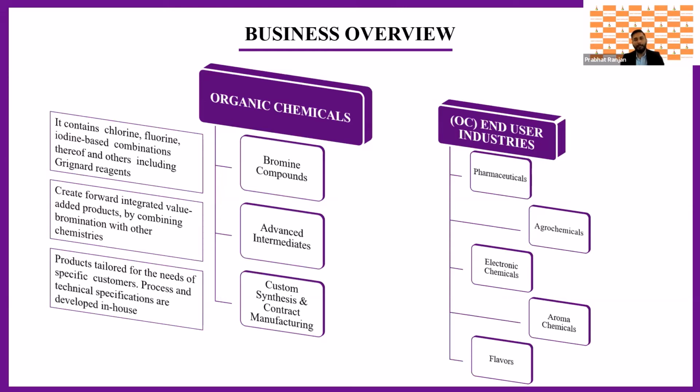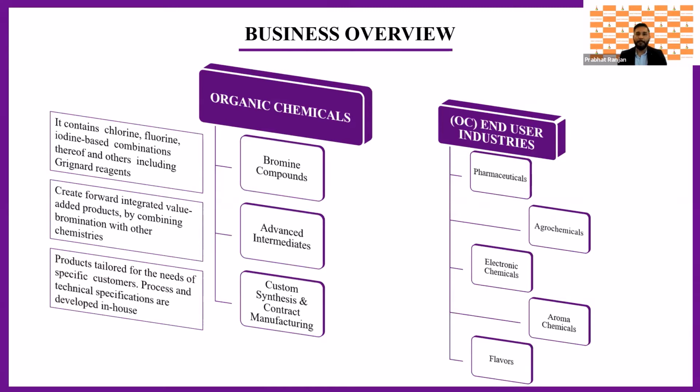So these are all different kinds of verticals, right? One being the mass commodity, the other being the highly specialized commodity, with very few players having the know-how for producing that specialized molecule. Talking about the bromine compounds, it contains chlorine, fluorine and iodine based combinations, right? And the company also manufactures Grignard reagents, which are chemical agents that help in facilitating reactions. Organic chemicals are those which have carbon attached to them, so that's a brief classification of organic and inorganic. Bromine compounds are mainly chlorine and fluorine compounds that the company currently manufactures for its clients.